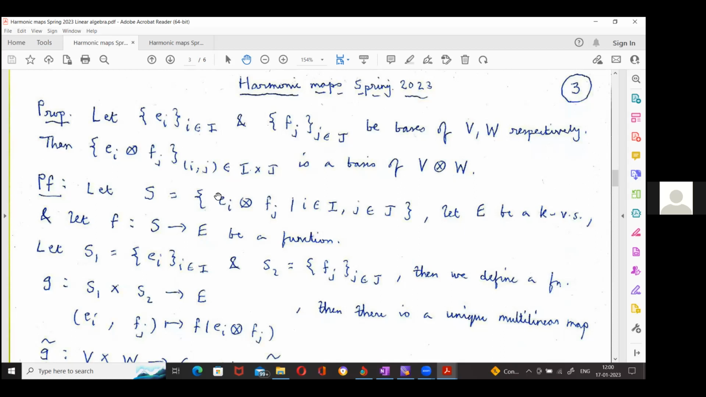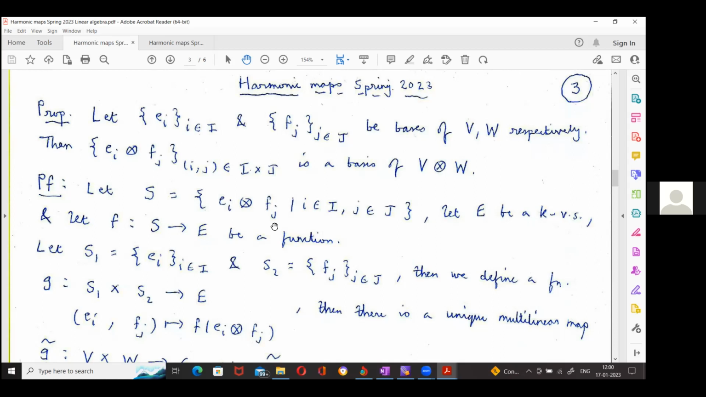So how are we going to prove this? We're going to prove this using the basis criterion. So we have to show that if I take this set S, which is the set of all tensor products e_i tensor f_j, where i belongs to capital I and j belongs to capital J, and if E is any vector space and f is any function from S to E, then I want to extend f to a linear map from the tensor product V tensor W to E. And I want to show that the extension is unique. Then by the basis criterion, this set will be a basis.